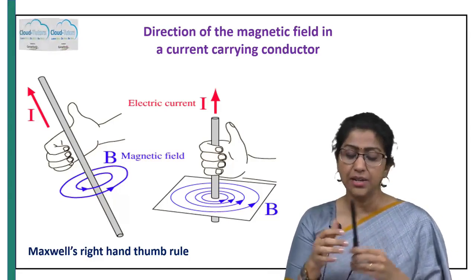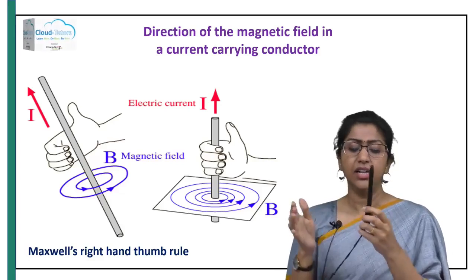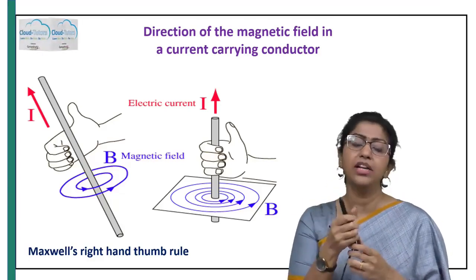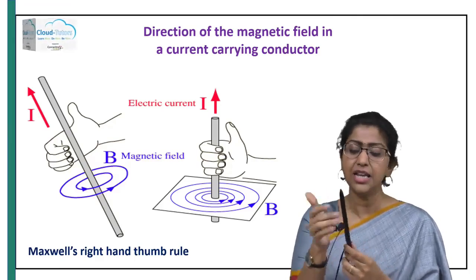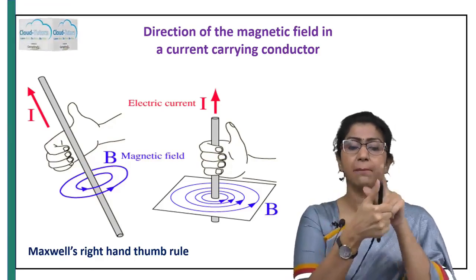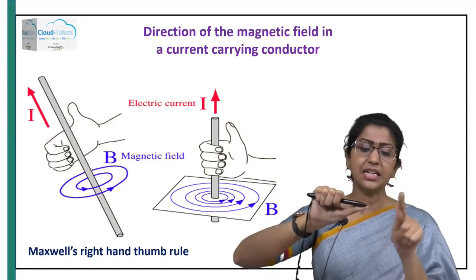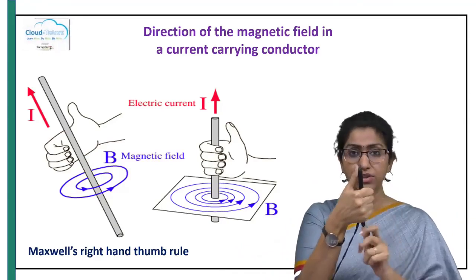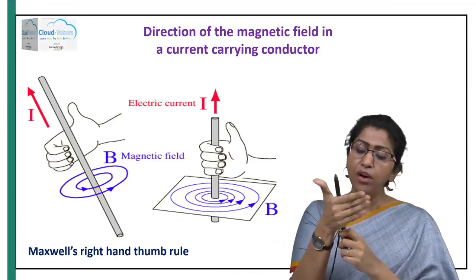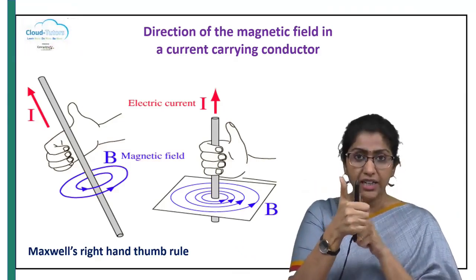What does it state? It states that if at all you hold a straight current carrying conductor in your right hand like this, and your outstretched thumb shows the direction of the electric current. Say for example, this is the direction of the electric current and my outstretched thumb is showing the direction of the electric current. My 4 curling fingers are around the conductor.